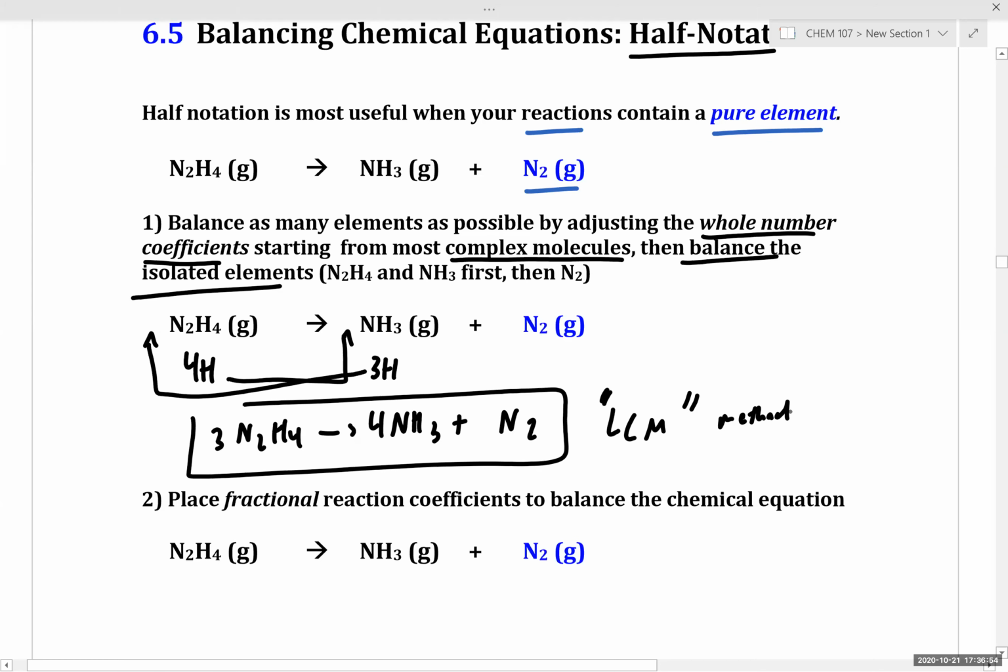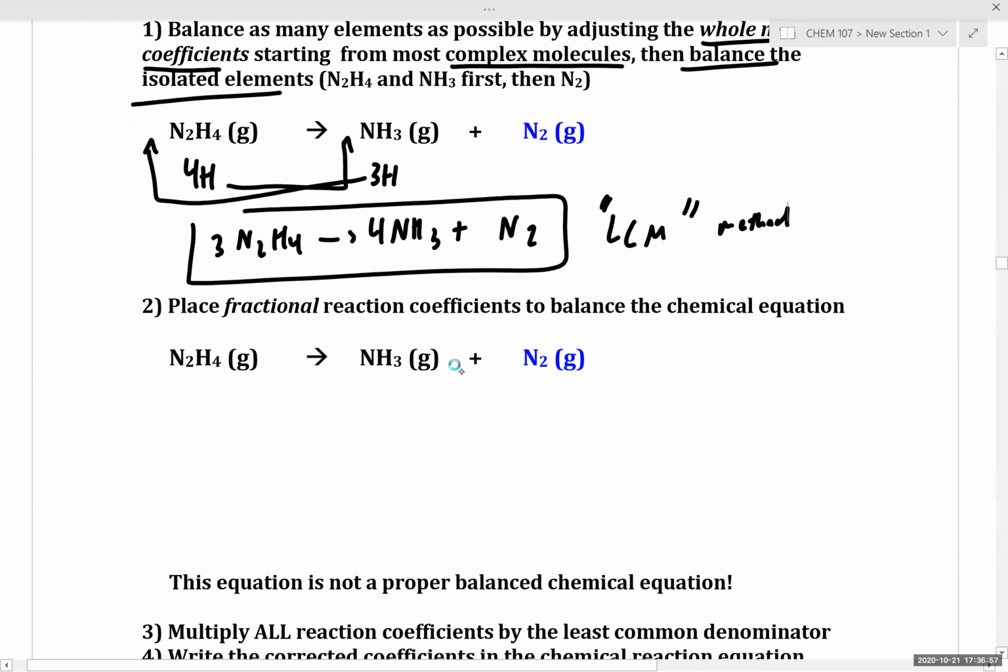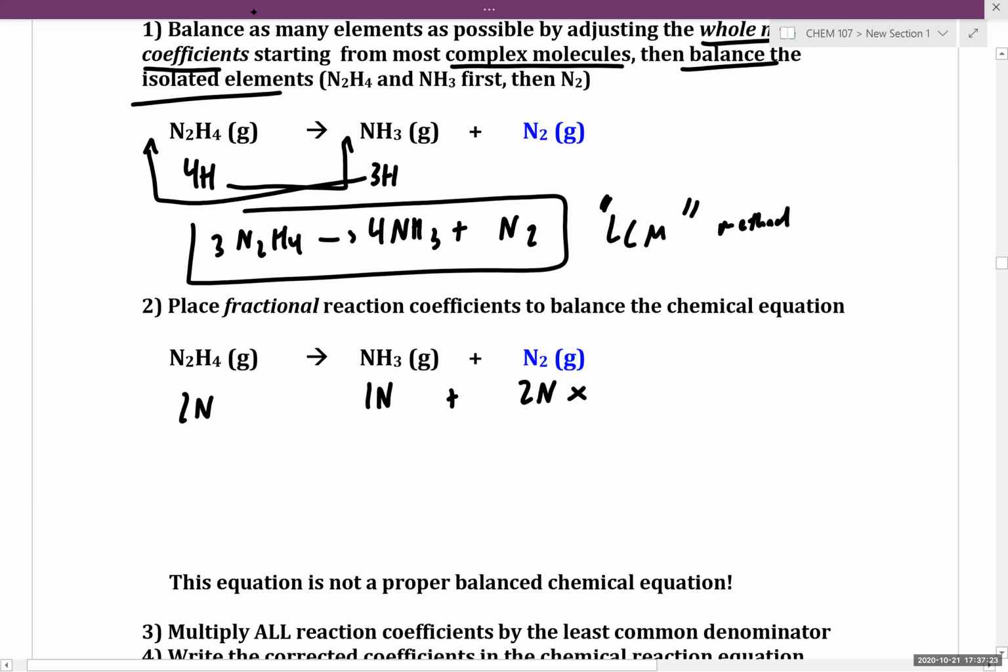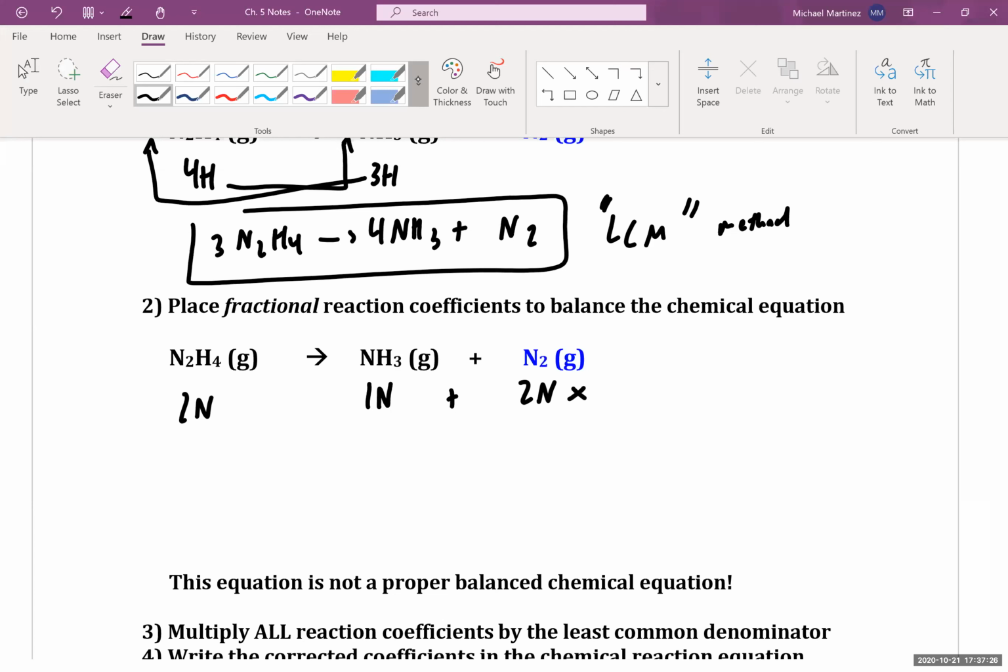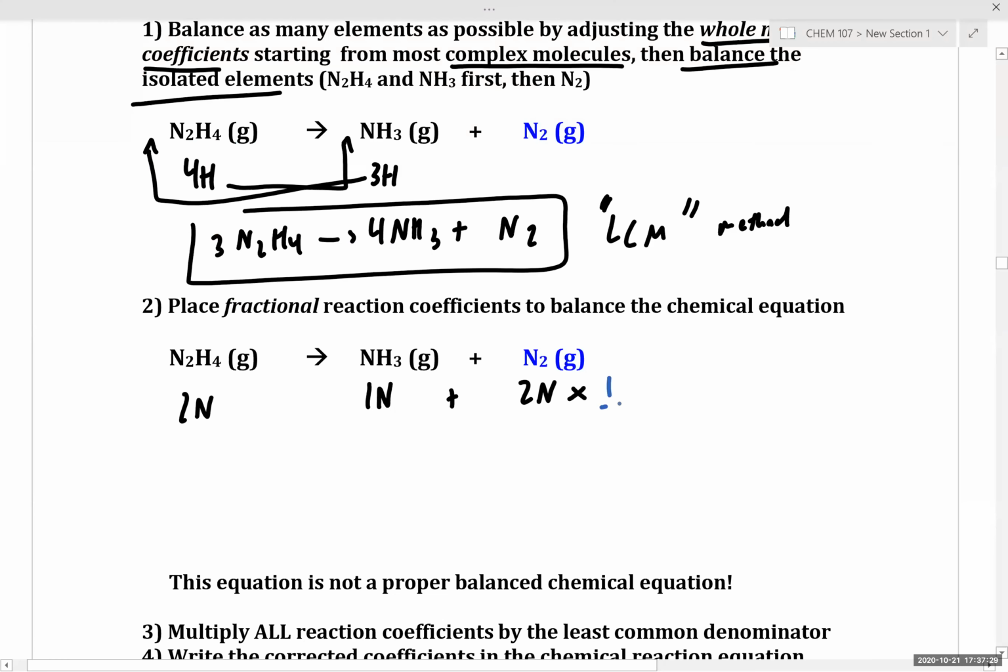The other method that we can use is known as the fractional method. And it essentially goes like this. We have 2 nitrogens on the left. We have 1 nitrogen on the right and 2 nitrogens from N2. That gives us 3 nitrogens. If we wanted to balance nitrogen, we are going to guess a fraction in front of nitrogen. So we'll guess a fraction of 1/2, so that in total we have 2 nitrogens on each side.